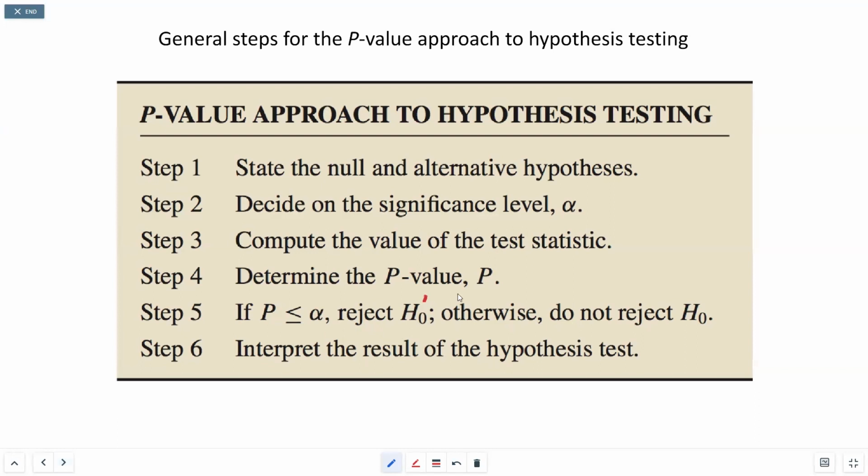If you reject the null, and this should have also said, accept the alternative, this is the only way to accept what we originally see in our exploratory data analysis that we believe, this must be an A, is true. Otherwise, we do not reject the null. And then we always want to interpret the results of the hypothesis test.